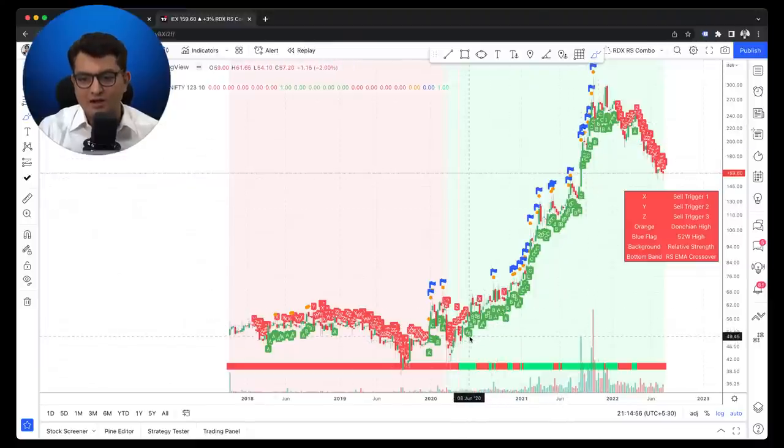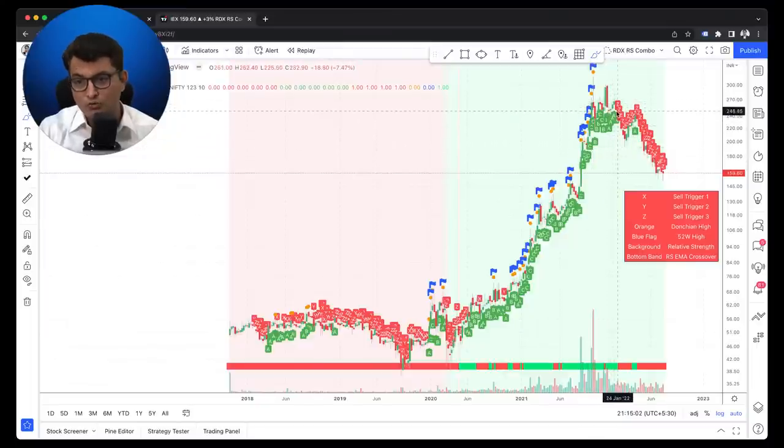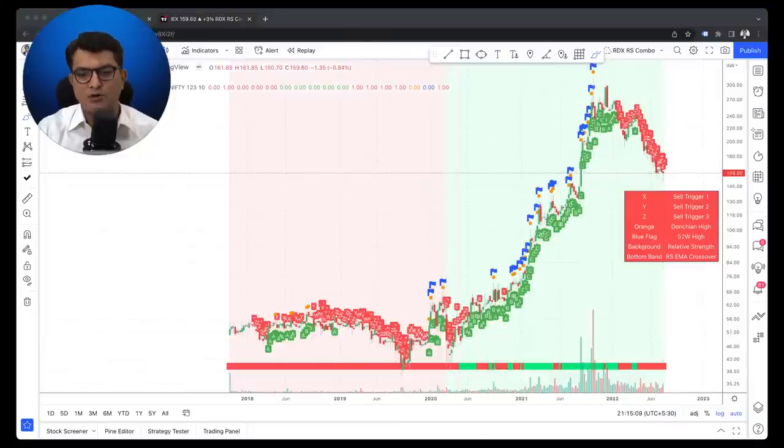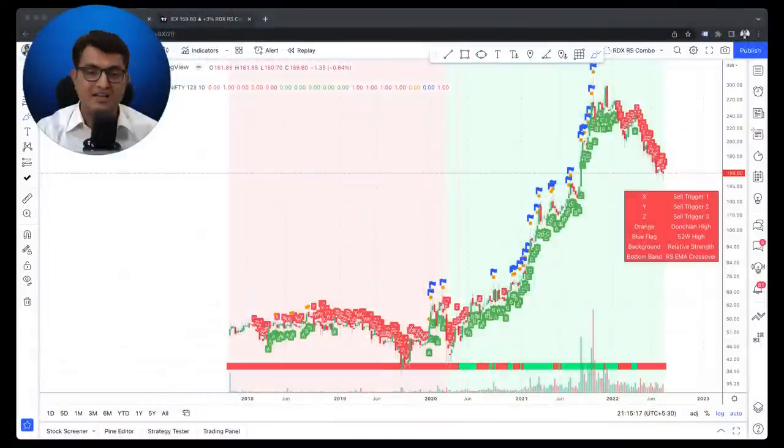So very well you could ride it from 50 rupees all the way to 250 rupees, and you could have exited around 240 and avoided the entire 50% downturn. So just by using this kind of simple system, by knowing fundamentals that there is competition coming and breaching this, and by using some of these technical tools, I optimize my entry and exit.